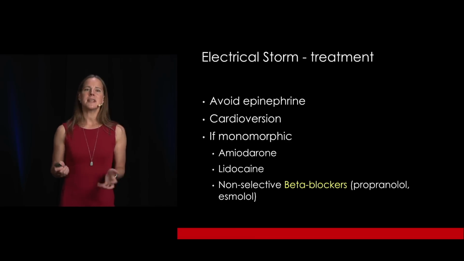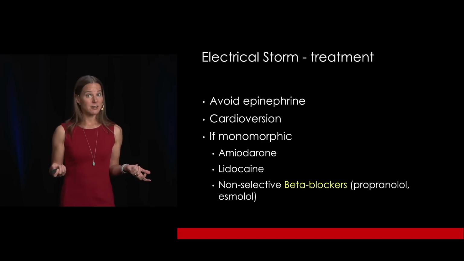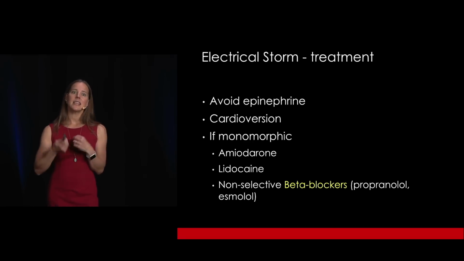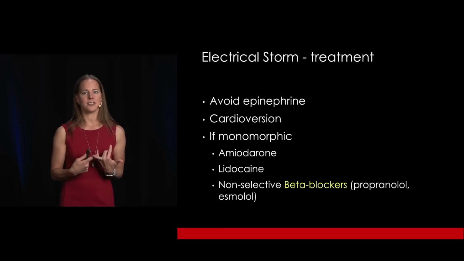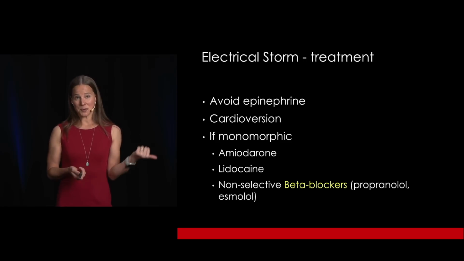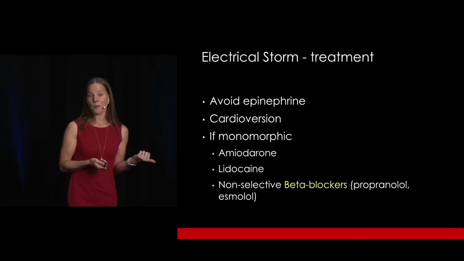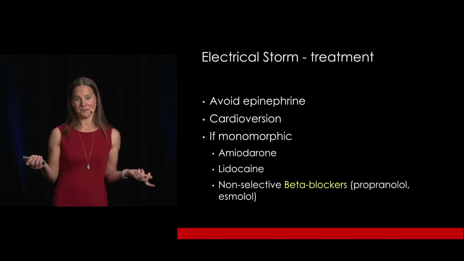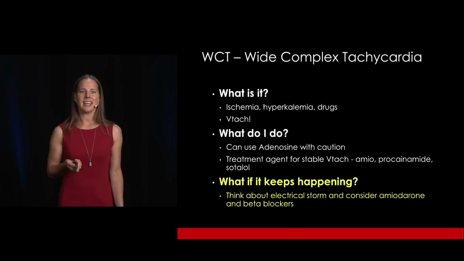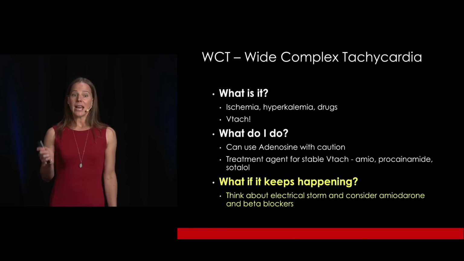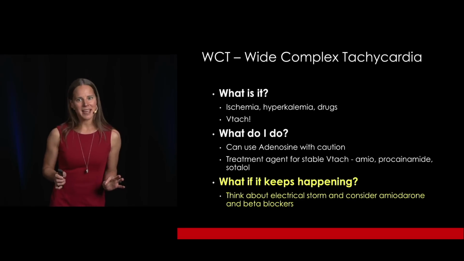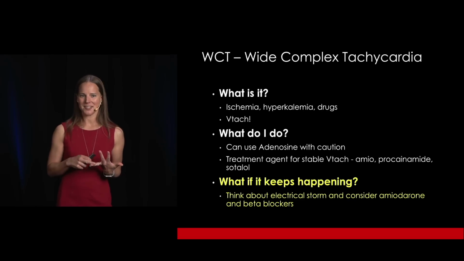I want to make mention of this because it's not typically what we think about for VTAC, right? Beta blockers. But if the patient keeps having this happening, think about electrical storm, think about beta blockers, because that could really be the end treatment that's going to help your patient. With the patient we just talked about, they sent that gentleman home on propranolol, and he's doing quite well. So remember electrical storm, you may need to reach for a different class of medication in beta blockers. So now we talked about what if this VTAC keeps happening. Think about electrical storm and consider amiodarone or beta blockers.